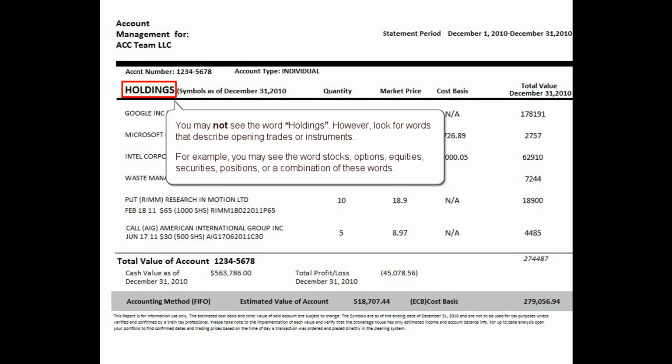You may not see the word holdings. However, look for words that describe opening trades or instruments. For example, you may see the word stocks, options, equities, securities, positions, or a combination of these words.